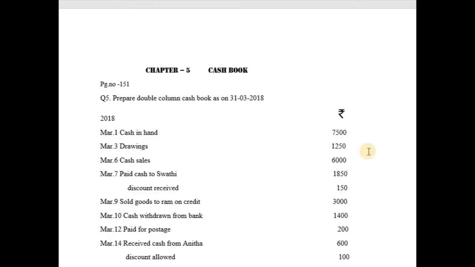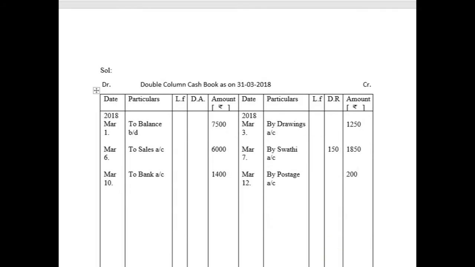Next, after March 12, we have a transaction on March 14. Received cash from Anita 600. Discount allowed 100 rupees. So we are receiving cash. So cash is coming into the business. So it will be recorded on debit side to Anita account. Date will be taken as March 14.